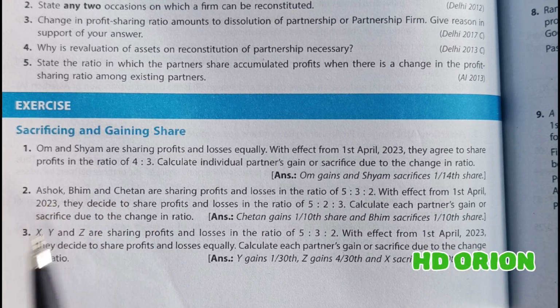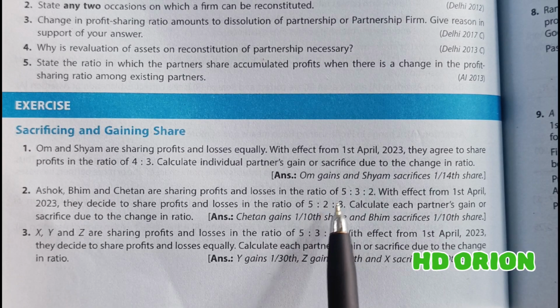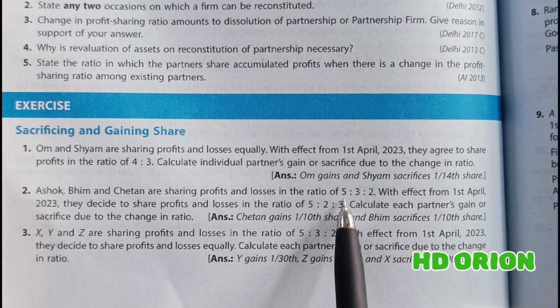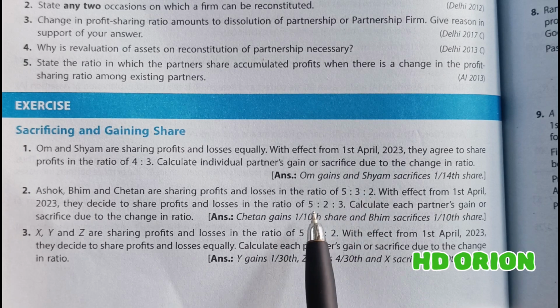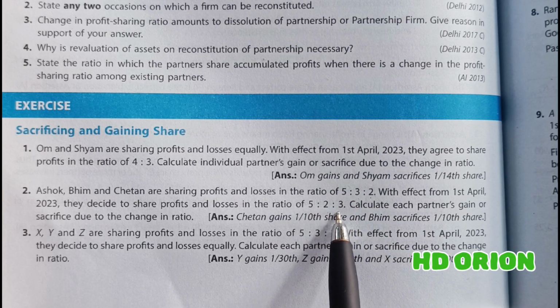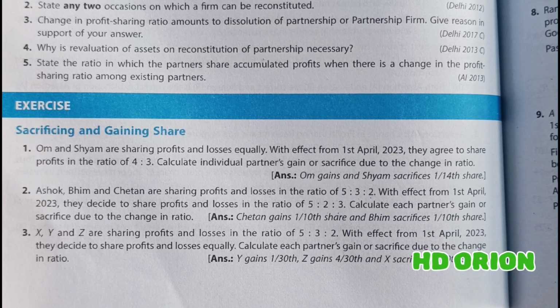Now see, here we are having 3 partners and their earlier ratio and the new ratio both are different. You see, earlier it was 5:3:2 and now it is 5:2:3. So we have to calculate how much a partner has gained or sacrificed. So let us see the solution.